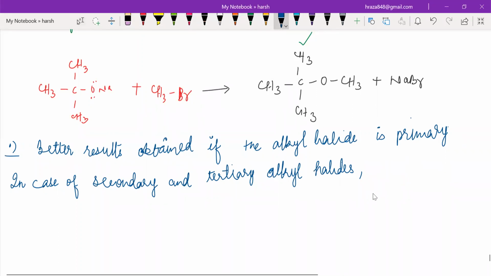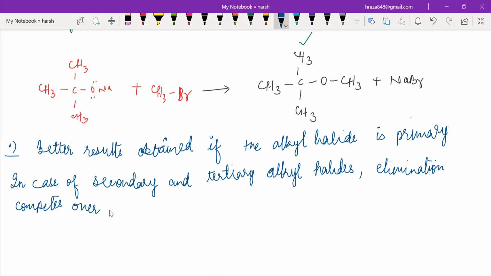So see, elimination competes over substitution. So you can see easily that whenever there is a primary alkyl halide, you can recognize whether it is primary or not.